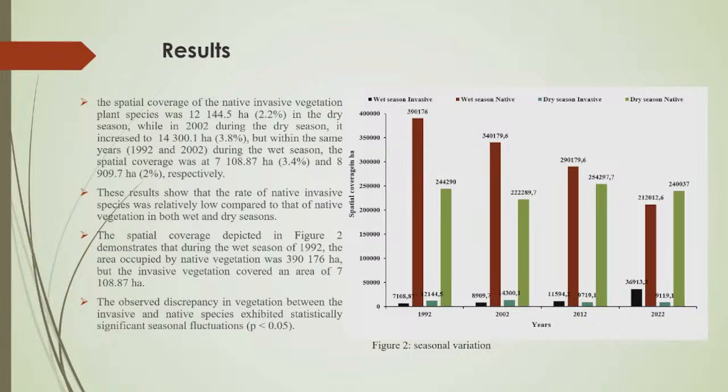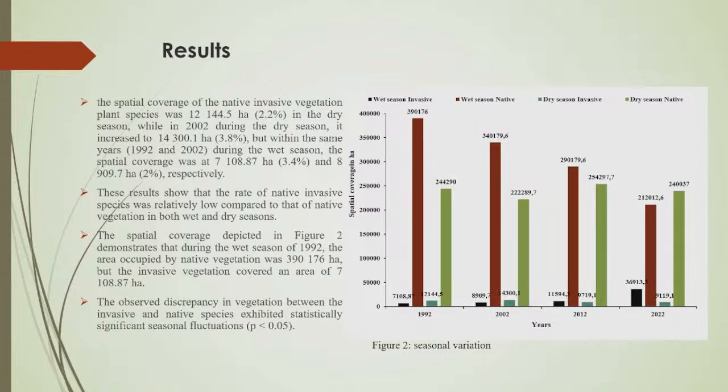Now, if we can move along to the results, it shows that when we started in 1992, during the dry season, we're sitting at 2.2% of the encroaching species in the southern part of the park and also in the adjacent communities. Then in 2002, we're sitting at 3.8% during the dry season. Now, when you look at both the 1992 and 2002 wet season, there was a slight increase, whereby we're sitting at 3.8 to 2%, right?